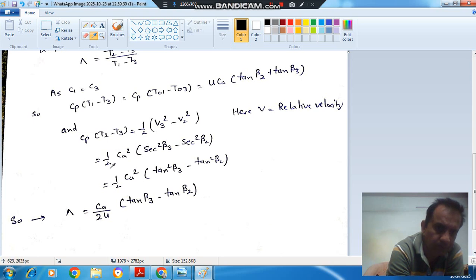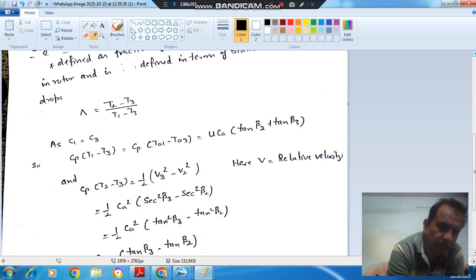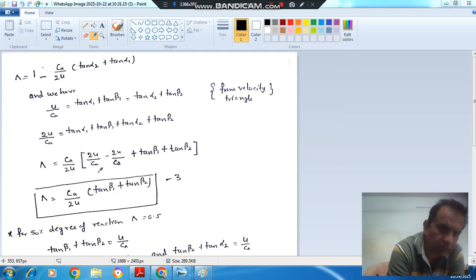So this is your Cp (T2 minus T3), and T2 minus T3 will be divided by this. Now we put the expression of T1 minus T3 and the expression of T2 minus T3 in the degree of reaction, then we get this equation, Ca by 2u (tangent beta 3 minus tangent beta 2). Okay, so this is the degree of reaction for axial flow turbine. And for axial flow compressor, the formula is Ca by 2u bracket (tangent beta 1 plus tangent beta 2).